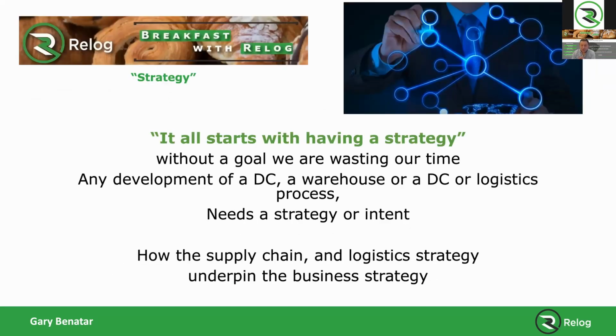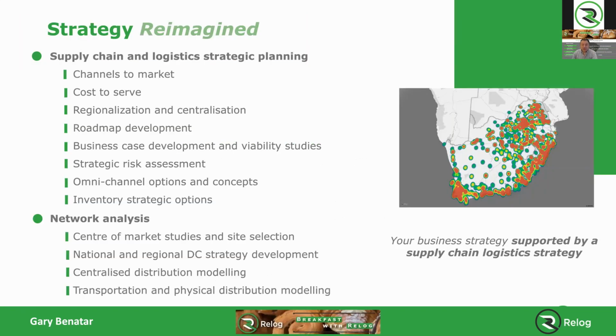It all starts with having a strategy. Without a goal, we're wasting our time. Any development of a DC, a warehouse or logistics process needs a strategy or intent. You need to have the goal of where you're going, and the work that we do is how you're going to get there. Your supply chain and logistics strategy needs to underpin your business strategy. If you want to be the biggest retailer in a sector, you've got to say what supply chain or logistics strategy will underpin that. Should I outsource? Should I insource? Should I centralize or decentralize? Those are all the questions that come up.